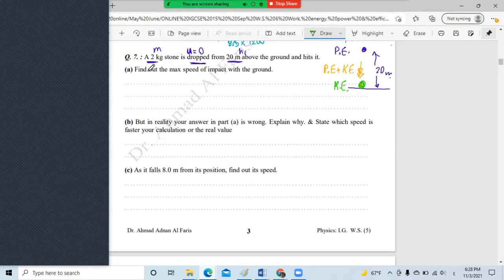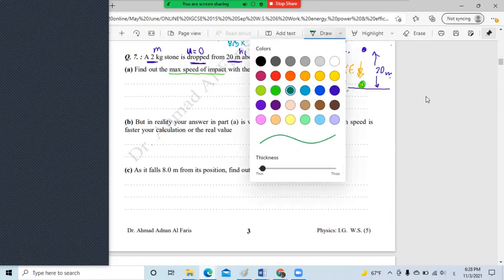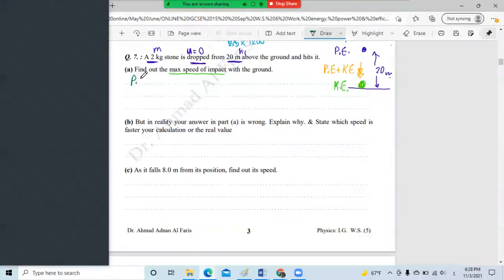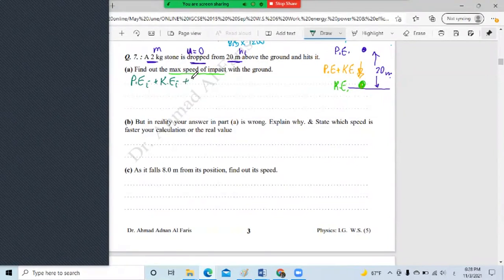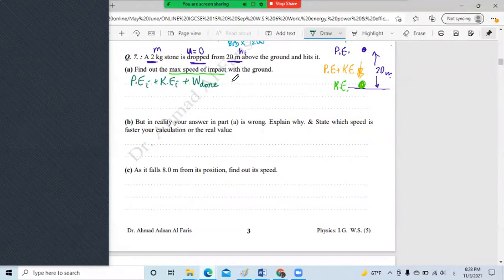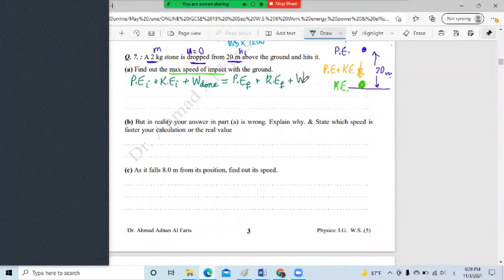What do they ask? Find out the maximum speed of impact with the ground. So what would I say? I'll say potential energy initial plus kinetic energy initial. It's not necessary to write the whole formula in the exam. You have to understand it, okay? Plus work done. There is no pushing force. It's dropped, so it's 0, equals potential energy final as it reached the ground plus kinetic energy final as it reached the ground, plus work against friction, like air resistance or any other forces, okay? So what we're going to do?